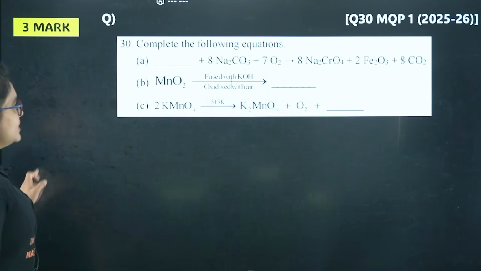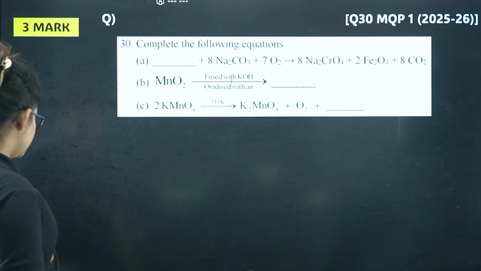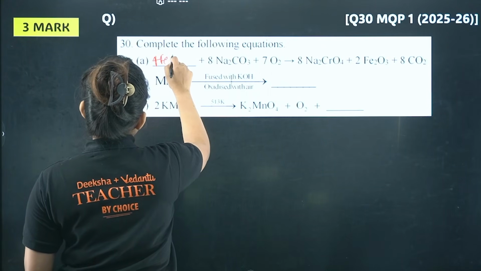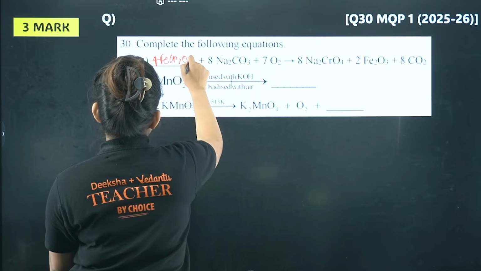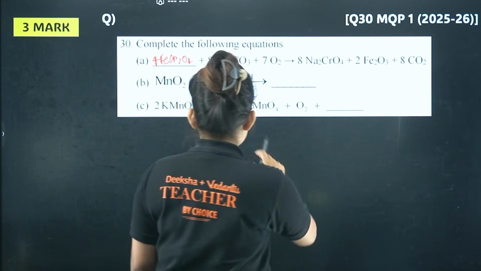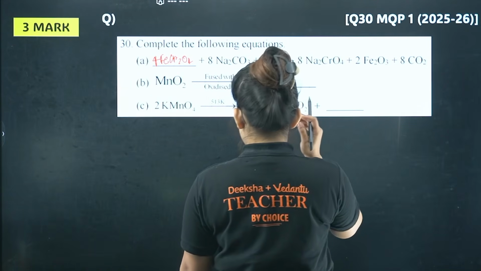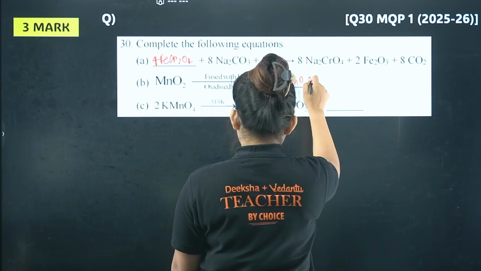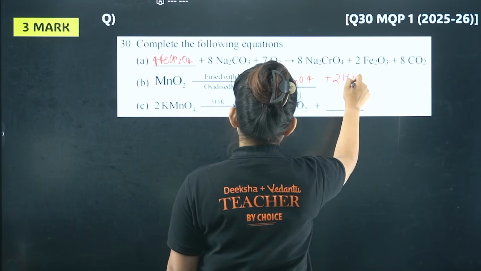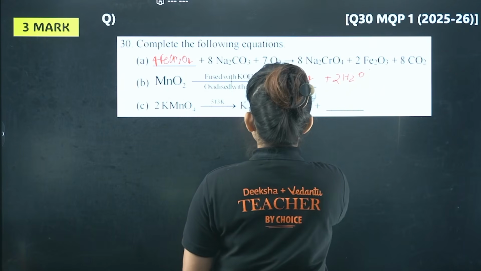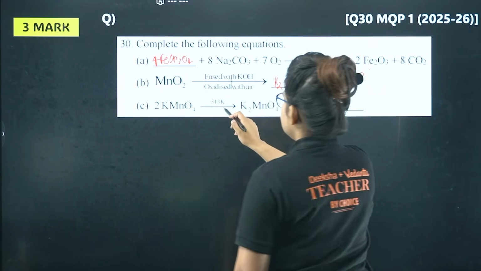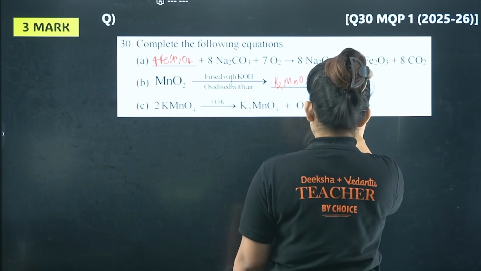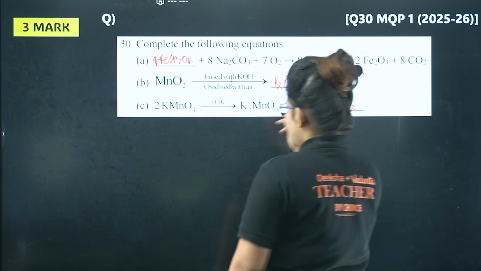Okay, let's proceed. So complete the equation. I can do it like chromite, right? 4FeCr2O4, that is chromite. Next here MnO2, if it is fused with KOH, I will get K2MnO4, along with that definitely 2H2O I will get. Now KMnO4, if it is decomposed, means thermal decomposition, heat is given here, K2MnO4, along with that MnO2 you will get, and oxygen.